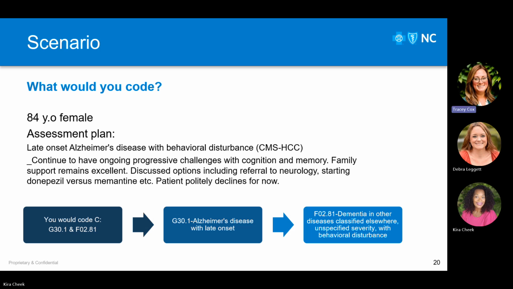Okay, let's take a look at what we would code. So for this example, you would code G30.1 and F02.81. The G30.1 will include the Alzheimer's disease with late onset, and the F02.81 will indicate the dementia and other diseases classified elsewhere, with unspecified severity with behavioral disturbance.